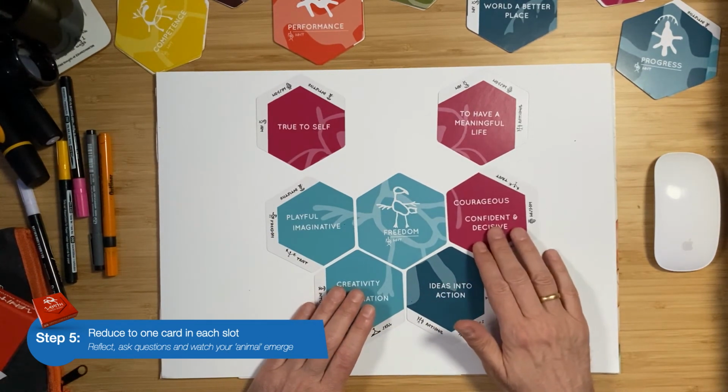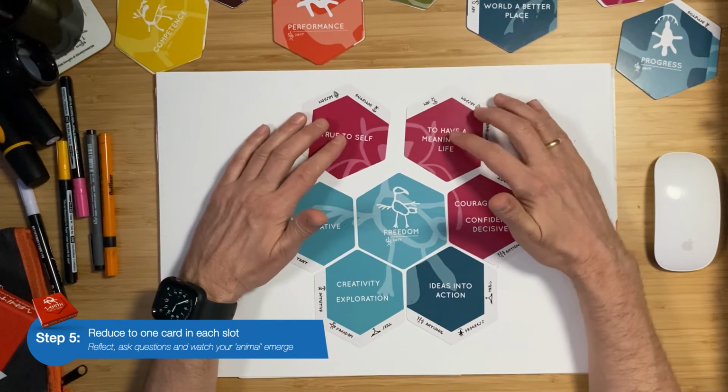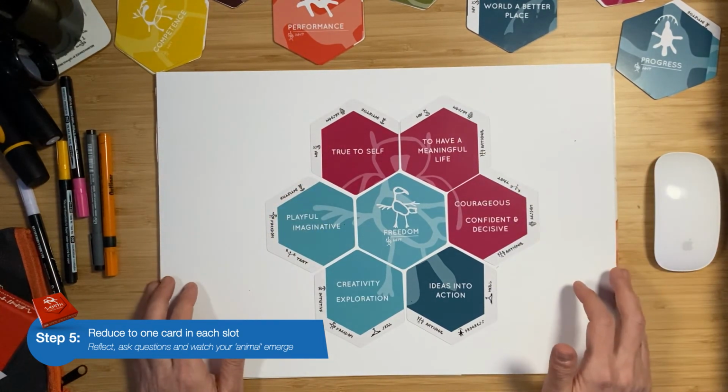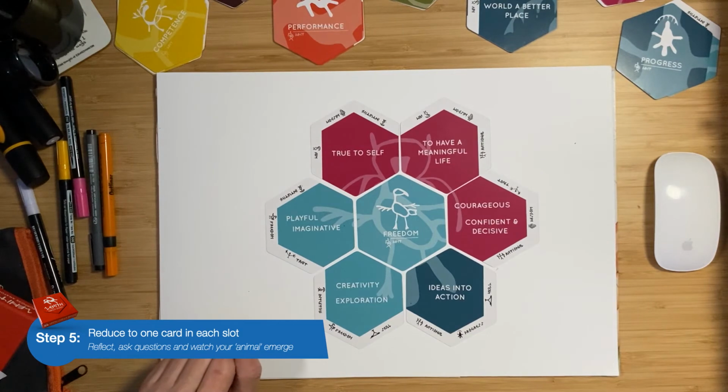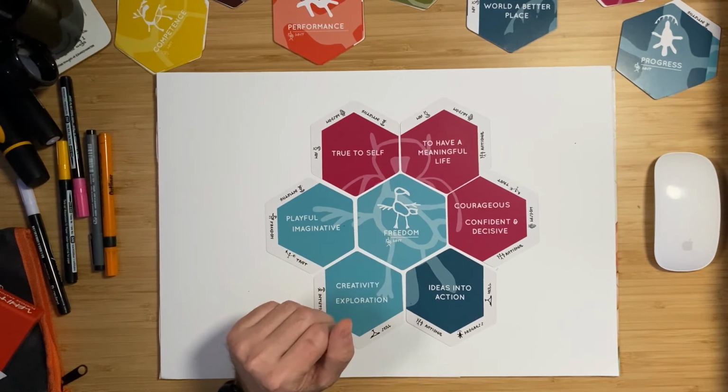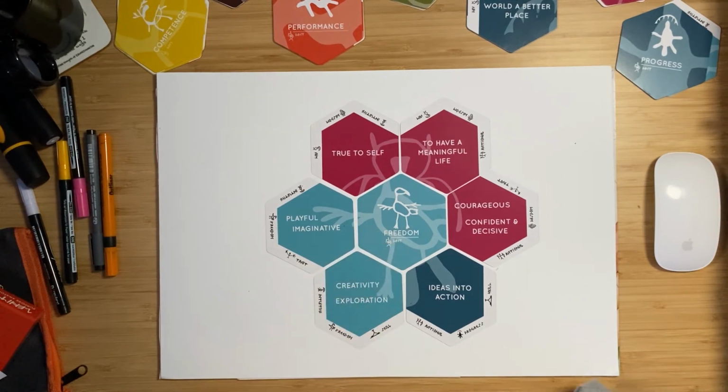So with true to self, having a meaningful life, being courageous, confident and decisive, turning your ideas into action with the creativity, all of this leads to freedom. Freedom to be yourself, freedom to explore, freedom to live. But what it really goes to is what I put into my book, which is I want to inspire women over the age of 40 to design and live a life of their own creation.